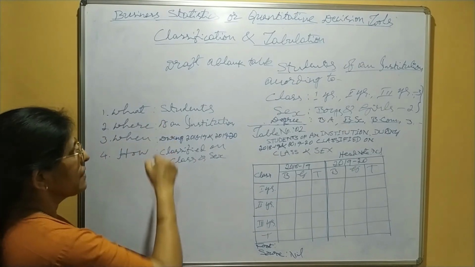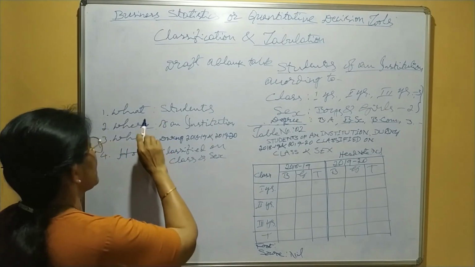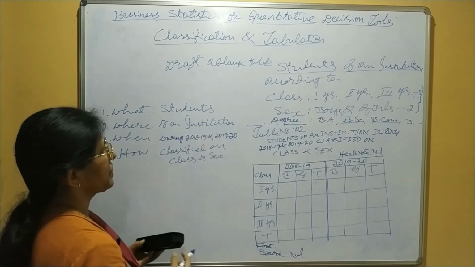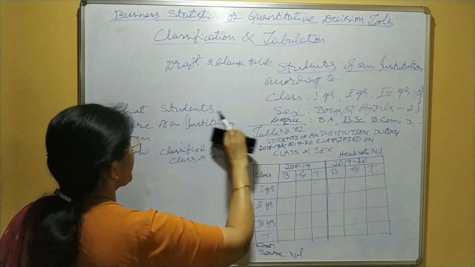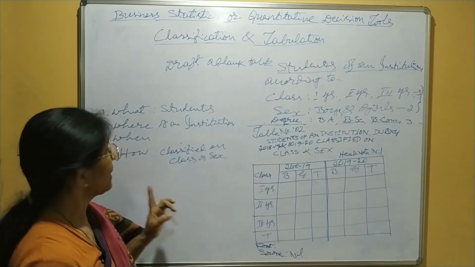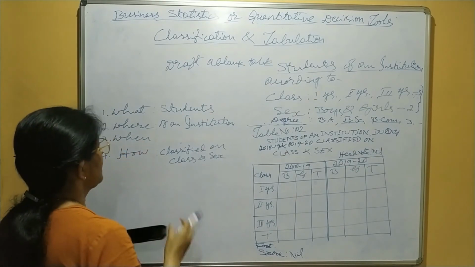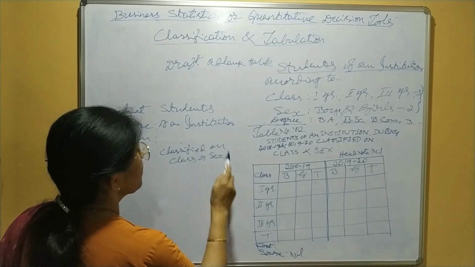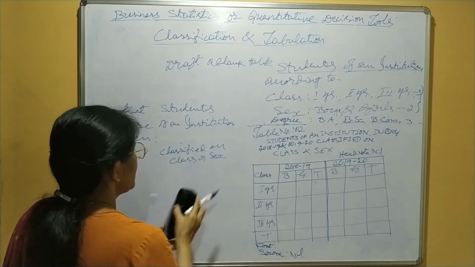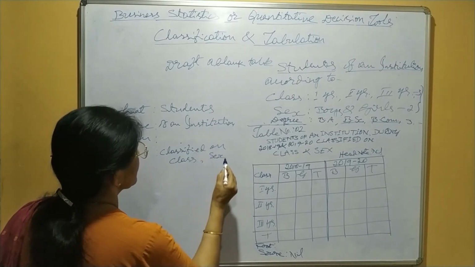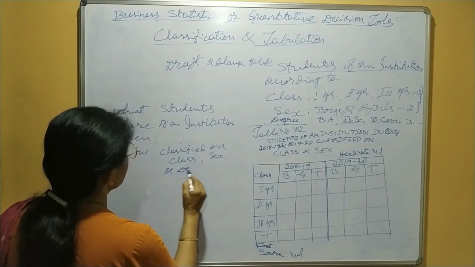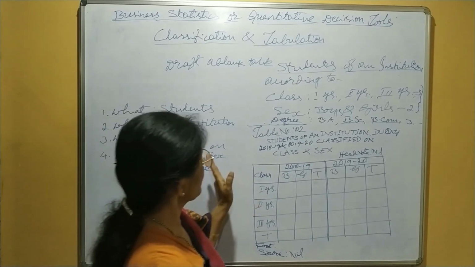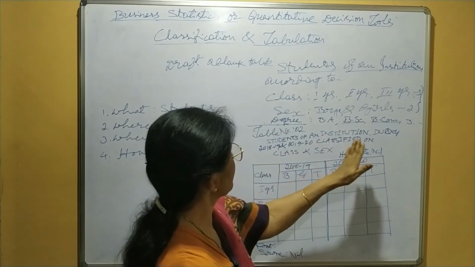Okay, now here we have to decide the title. Then as usual, data refers to students of an institution. Again here the period or the year has not been given. When that data has occurred, that is not known, year has not been given in the problem. Now classified on class, sex and degree or program, like this you have to take. Okay, now you have to write the title, students of an institution.